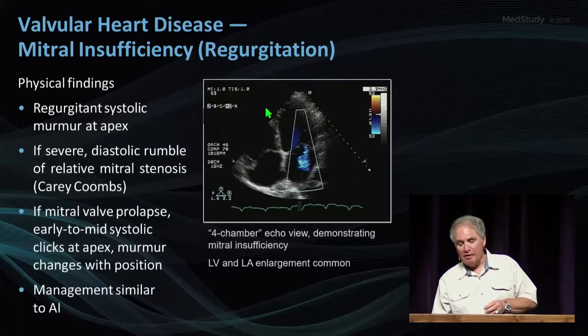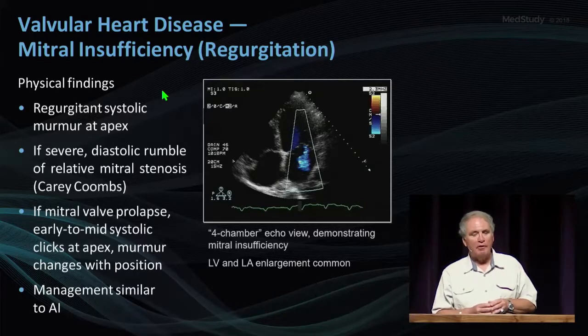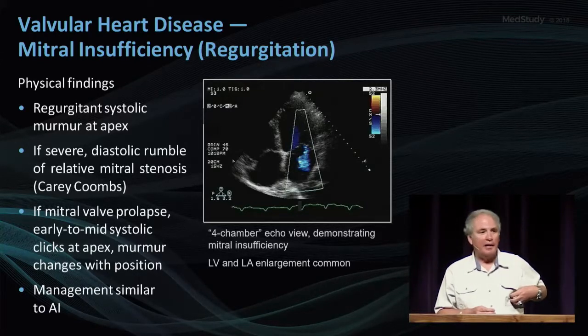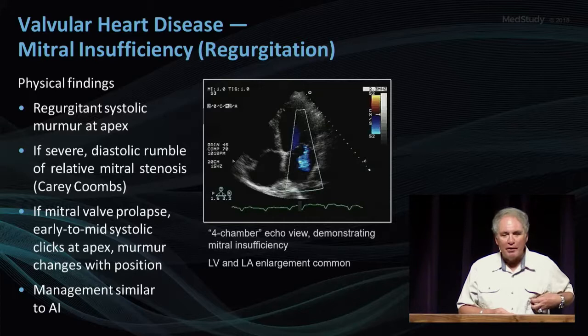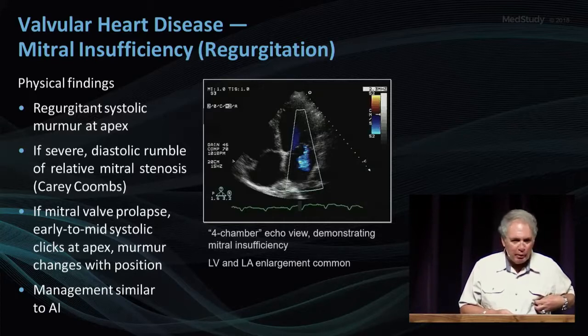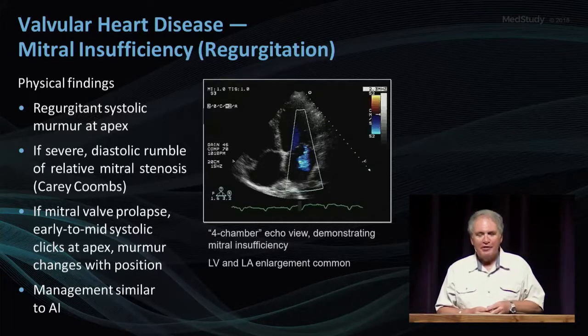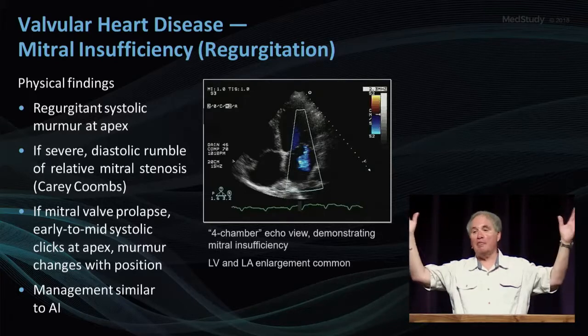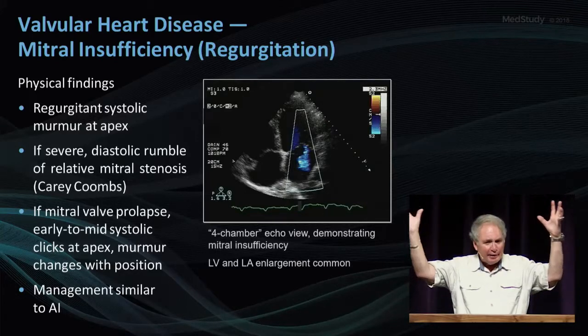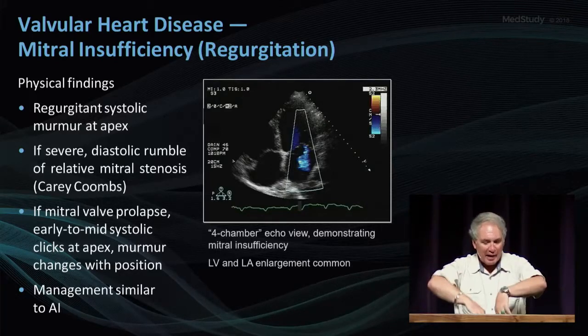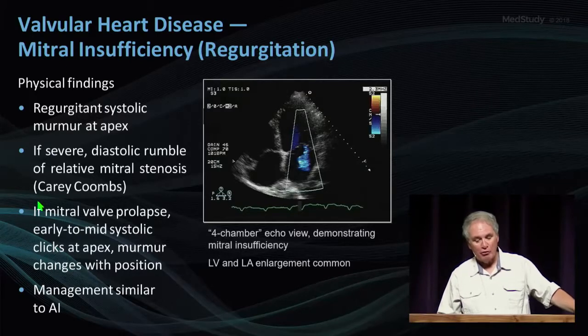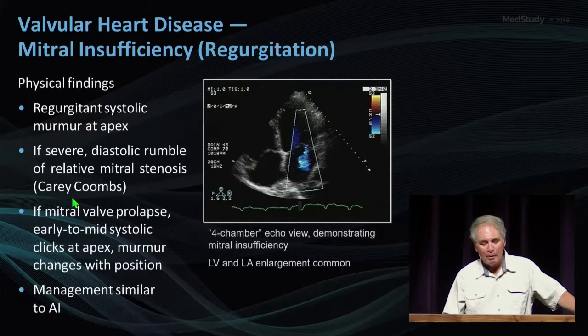Here's a picture of an echocardiogram, left ventricle, left atrium. You can see a little blast of mitral insufficiency here. Physical findings include a murmur at the apex. Again, the kind of murmur that starts right with S1. No space between S1 and the murmur. If it's severe, if there's so much blood going back to the left atrium that you can hear that blood coming back in diastole, that's a relative mitral stenosis called a Carey-Coombs murmur.